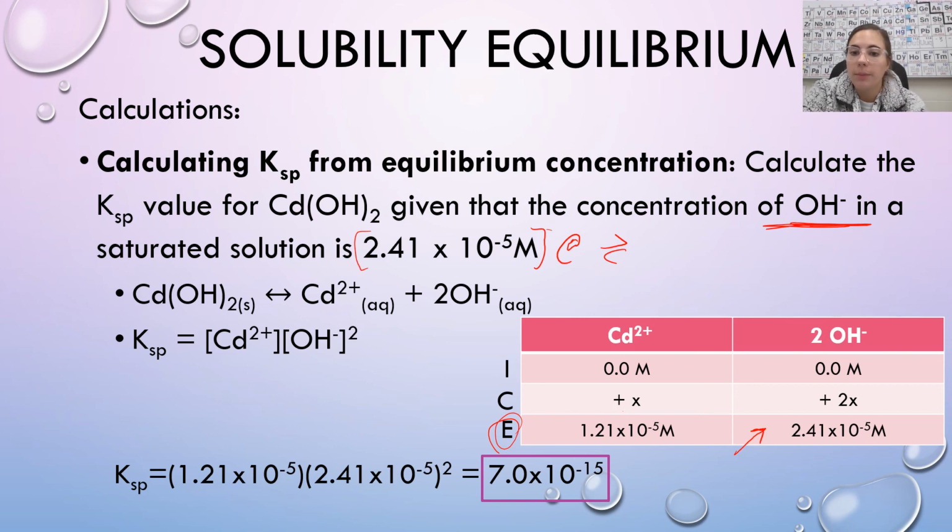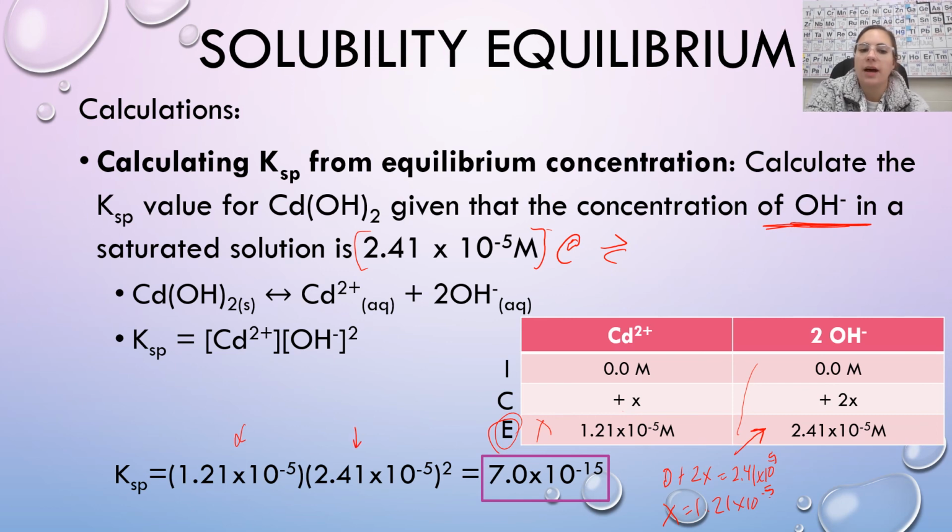So remember how we combine these together, that means that 0 plus 2X equals 2.41 times 10 to the negative 5. Sorry, I'm running out of room. So to solve for X, I get that X equals 1.21 times 10 to the negative 5. So the molar solubility of cadmium hydroxide is 1.2 times 10 to the negative 5. Because the equilibrium concentration of cadmium is X, then 1.21 times 10 to the negative 5 is the concentration of cadmium.